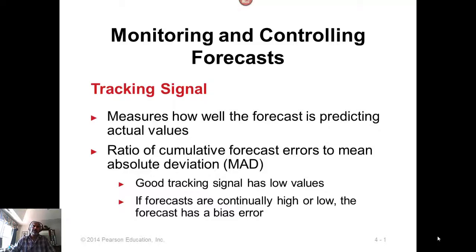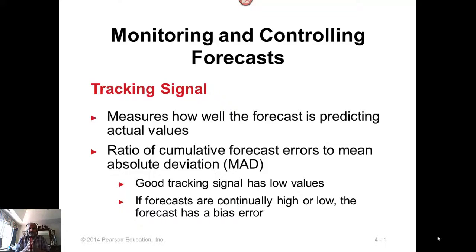So it's pretty much automatic at this point. But there must be some way of knowing if something goes wrong, so there can be an intervention and correction. So tracking signal is one of those automatic ways of telling whether the forecast is continuing to produce accurate forecasts. It is a ratio of cumulative forecast error divided by the running MAD, the MAD that gets updated every time period.